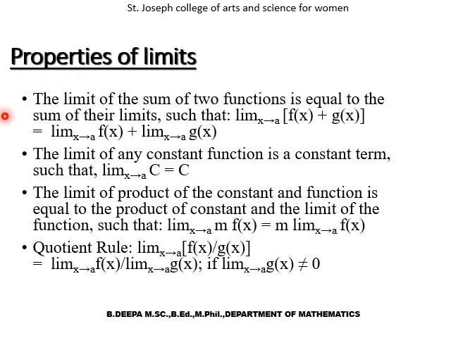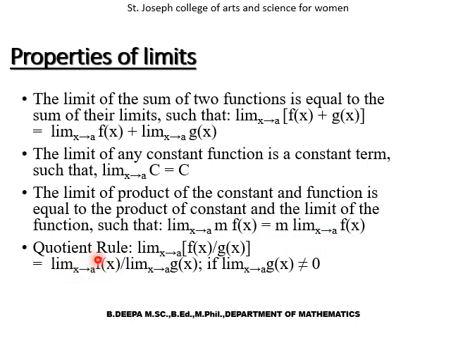Properties of limits. The limit of the sum of two functions is equal to the sum of their limits, so that limit x tends to a of f of x plus g of x equals limit x tends to a of f of x plus limit x tends to a of g of x. Next one: the limit of any constant function is the constant, that is, limit x tends to a of c equals c. The limit of the product of a constant and a function is equal to the product of the constant and the limit of the function, such that limit x tends to a of m f of x can be written as m times limit x tends to a of f of x.